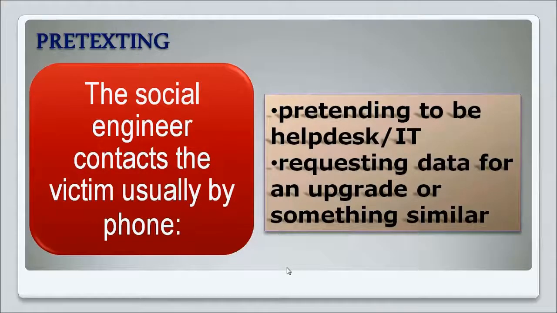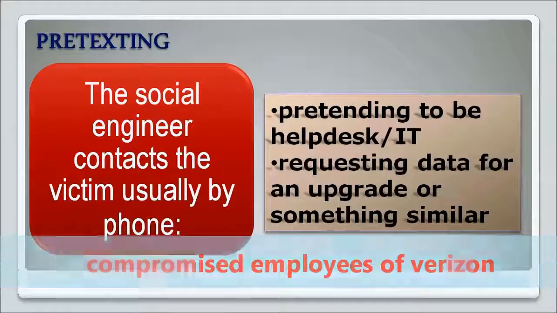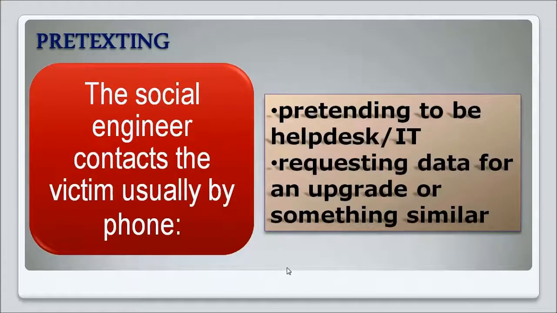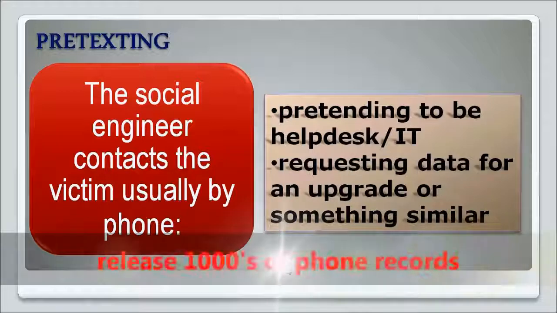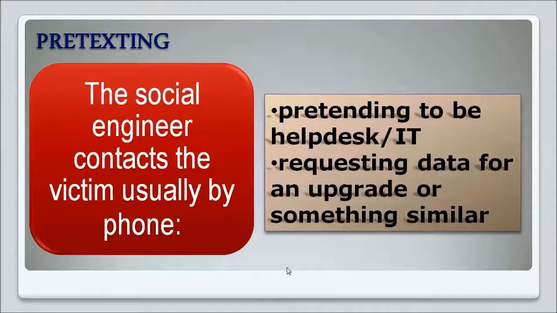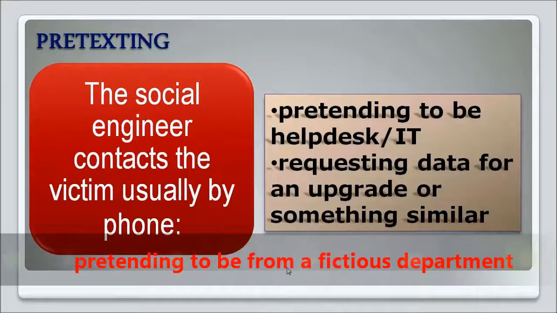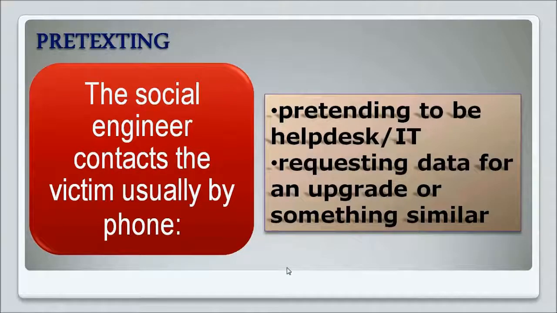There was an example of online brokers who compromised employees of Verizon Wireless by making them release thousands of private cell phone records of Verizon customers. This was achieved by claiming to be from a department that did not exist, the special needs department, and claiming to be making a request on behalf of a customer with voice impairment.